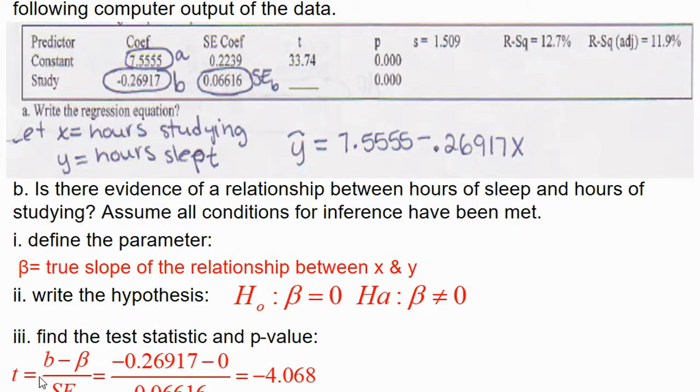The formula for the test statistic is equal to the slope of your sample minus beta, which is always 0 based on your null hypothesis, divided by the standard error of the slope. Based on our table, we found the slope to be negative 0.26917, minus 0, because that's always your null hypothesis, divided by the standard error of the slope from the other column, 0.06616. So now you know that the test statistic is negative 4.068.